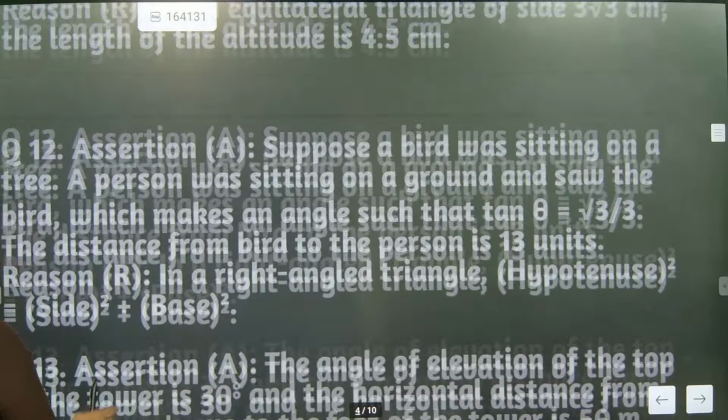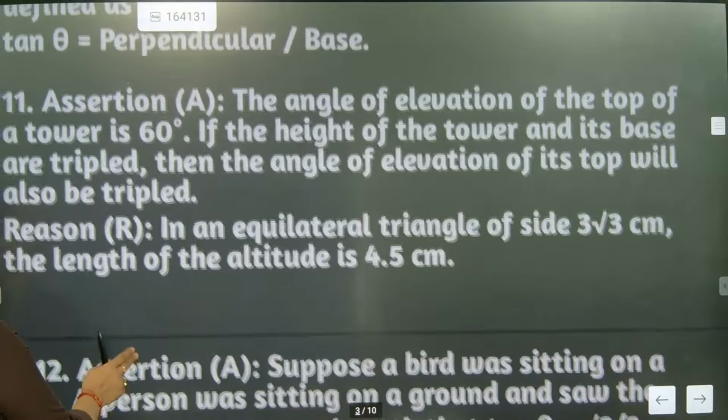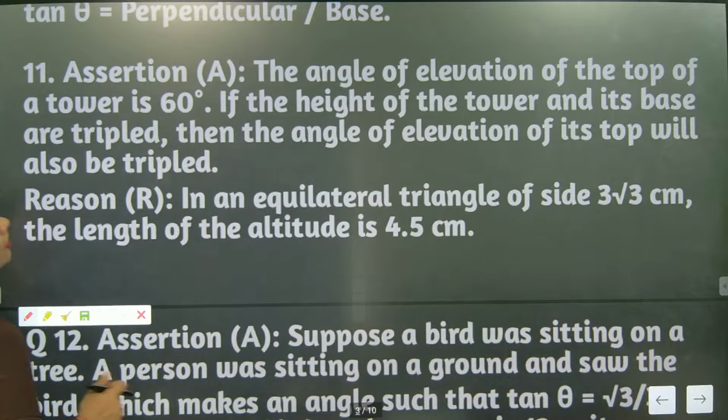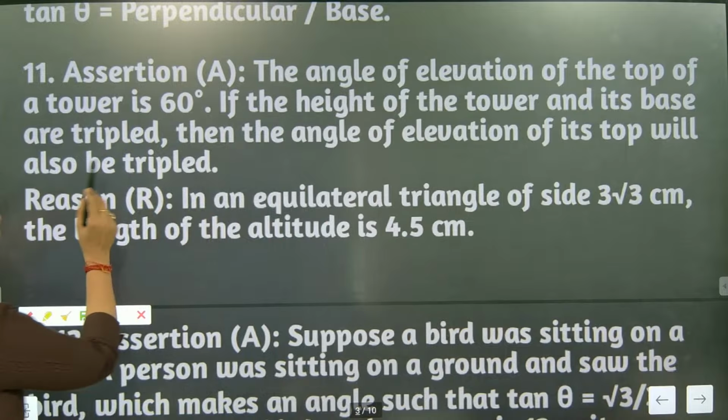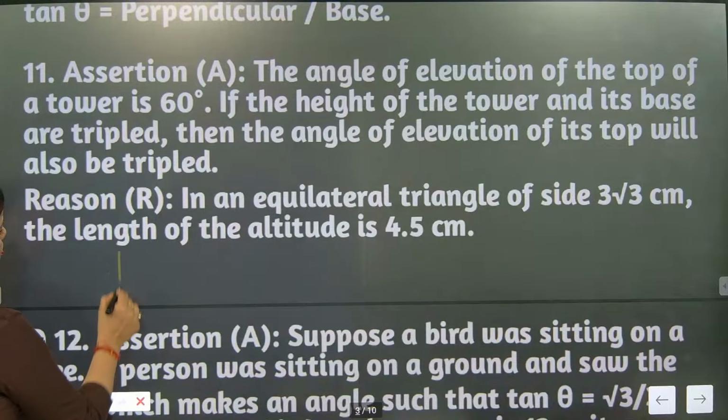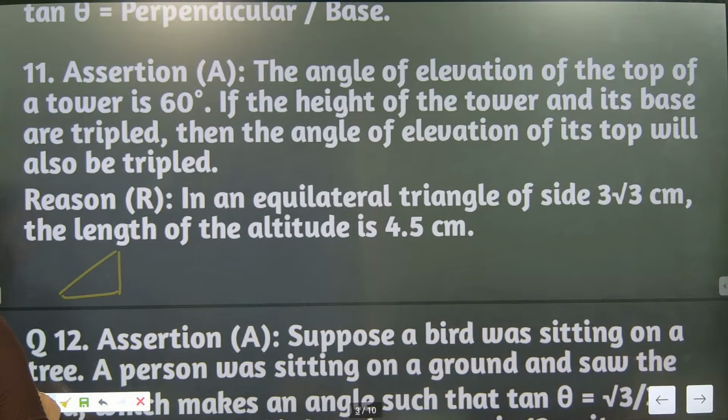Now I am going to solve it. Let's check this one out, because you people have confused everything. So now let's solve. I am going to solve. The angle of elevation of the top of a tower is 60 degree. Okay, I am going to solve this. The angle of elevation of the top of a tower is supposed to be 60 degree.